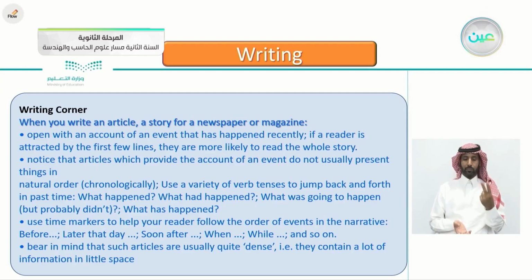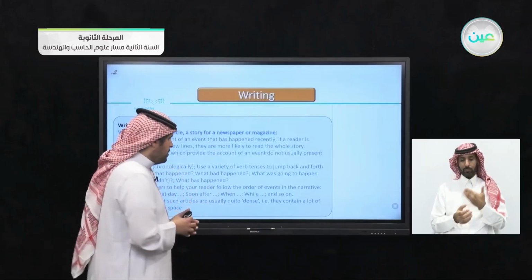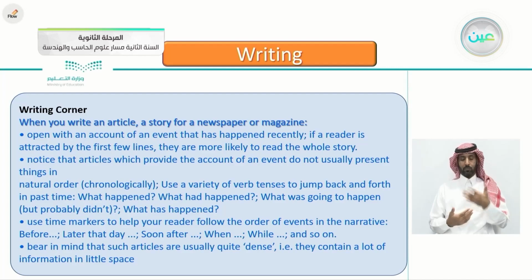The second one, notice that articles which provide the account of an event do not usually present things in natural order or chronologically. As we said in our article before, it wasn't ordered chronologically. Use a variety of verb tenses to jump back and forth in past time. What happened? What had happened? What was going to happen, but probably didn't? What has happened? So change the tenses so the reader doesn't get bored. Again, use a variety of verb tenses to jump back and forth in the past time.